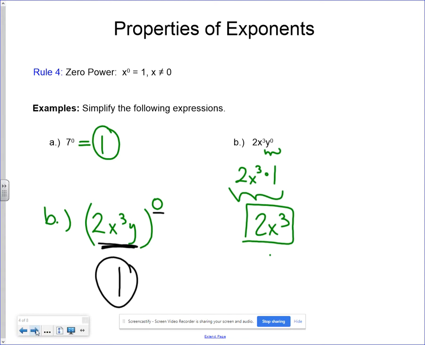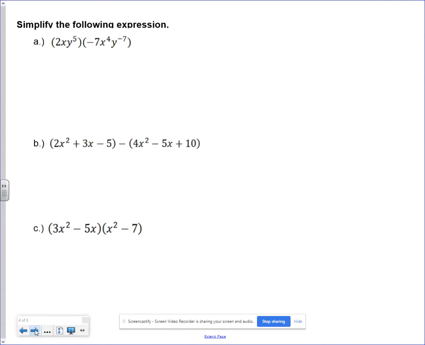Alright, before we finish this lesson, I just want to review some other stuff that ties in with today's lesson. Okay, we're going to be also simplifying expressions like this. So let's look at these 3 examples. A, we're multiplying 2 expressions here. So we're going to be using the rules that we learned today. Okay, so we want to multiply these. So you start with your coefficients. 2 times -7 is -14.